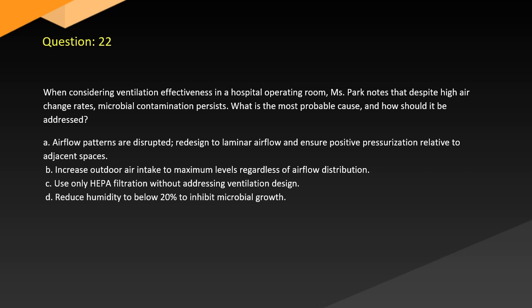Question 22. When considering ventilation effectiveness in a hospital operating room, ASHRAE notes that despite high air change rates, microbial contamination persists. What is the most probable cause and how should it be addressed? A. Airflow patterns are disrupted; redesign to laminar airflow and ensure positive pressurization relative to adjacent spaces. B. Increase outdoor air intake to maximum levels regardless of airflow distribution. C. Use only HEPA filtration without addressing ventilation design. D. Reduce humidity to below 20% to inhibit microbial growth.